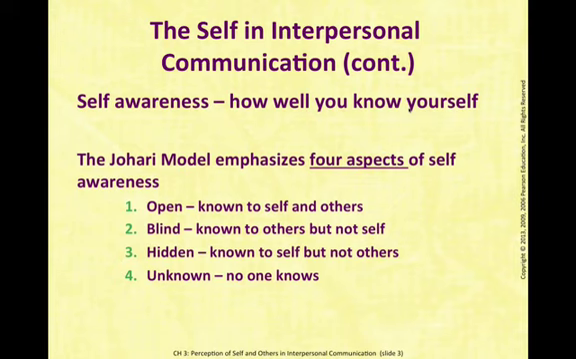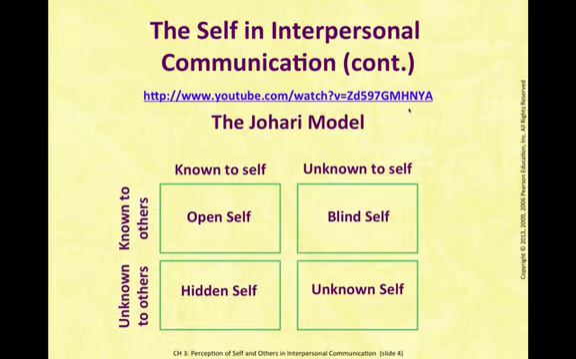So there's 4 aspects: open, blind, hidden, and unknown. And I think it's most helpful if we just go to this video clip. Hopefully it'll work right here and bring this up. And if you do that, you'll find out more about the Johari window.